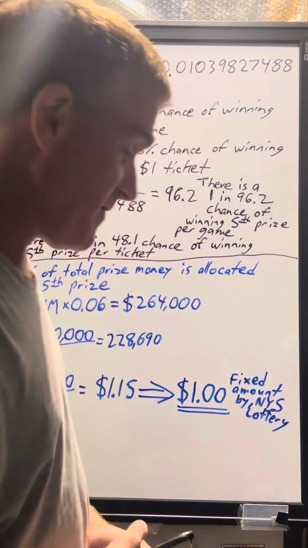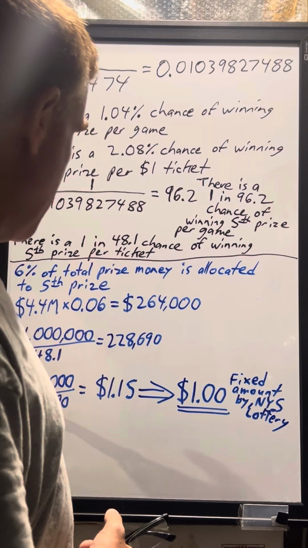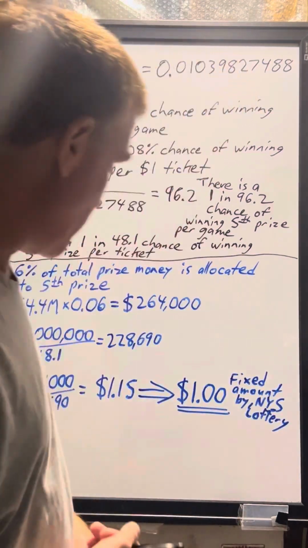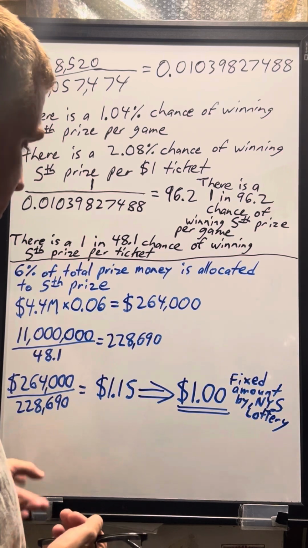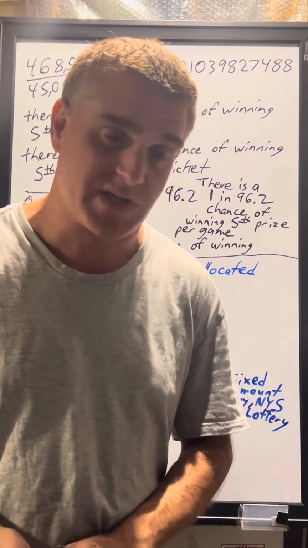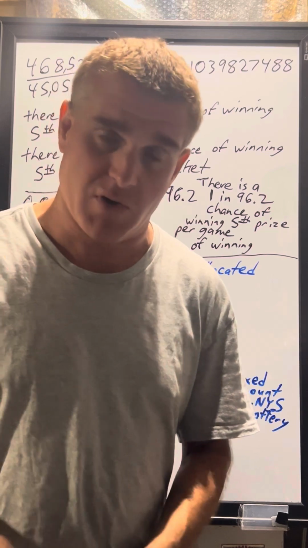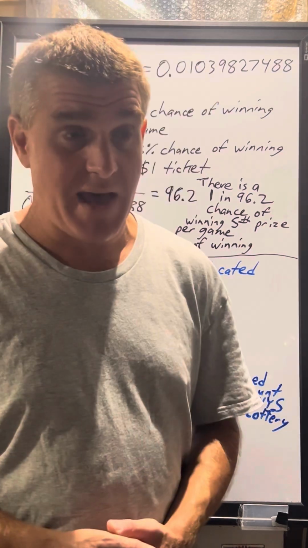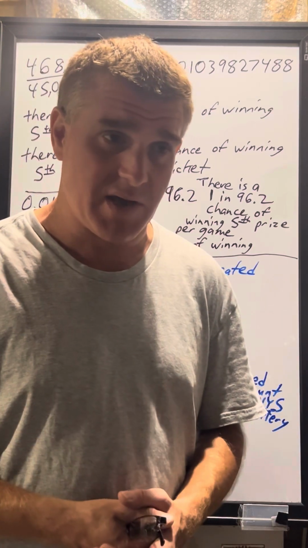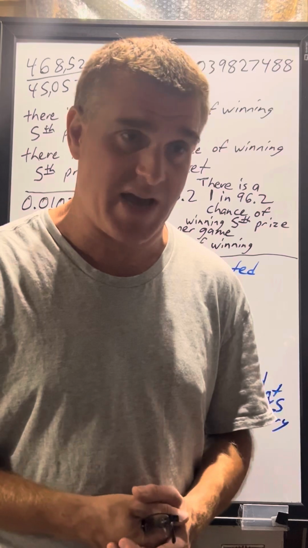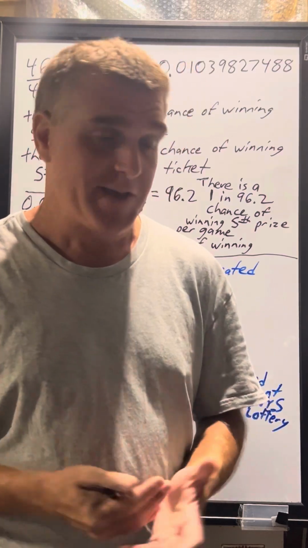So you then would divide up what's allocated to 5th prize, which is $264,000, divided by the 228,000 and change number of winners, and they each get $1.15. Now, New York State Lottery just sets that number at $1 for 5th prize. That's what you get for 5th prize is $1. So there you go.